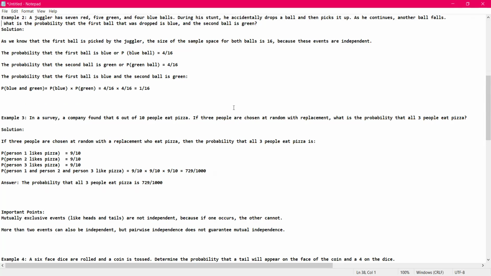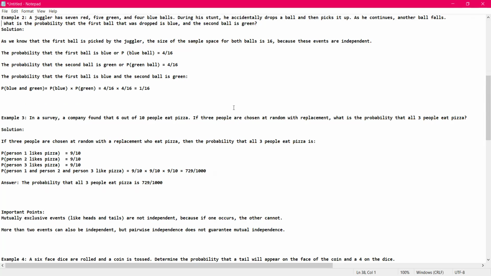And if 3 people are chosen at random with replacement, and we are choosing 3 people with replacement, it means we are going to replace those 3 people by other people. So what is the probability that all 3 people eat pizza? Suppose you are choosing 3 people randomly with replacement, they are asking what is the probability that all 3 people eat pizza.